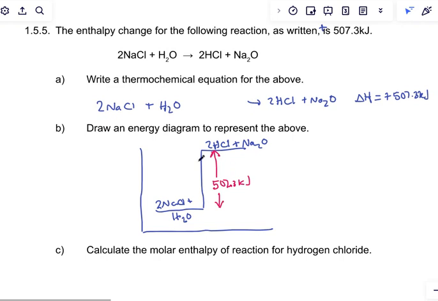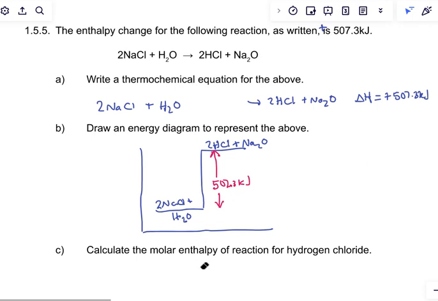Even if this were going down, I don't think I would put a negative sign in here. It would be obvious from the way that the curve starts high and goes low that we have an exo reaction. So the shape of the diagram can do the same job as that sign normally would.